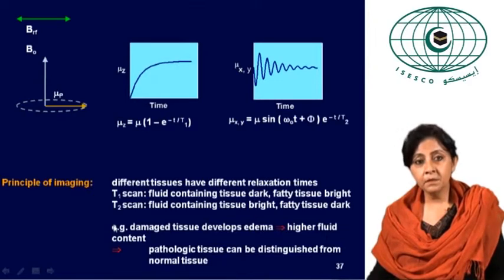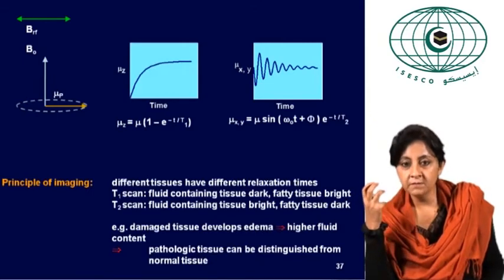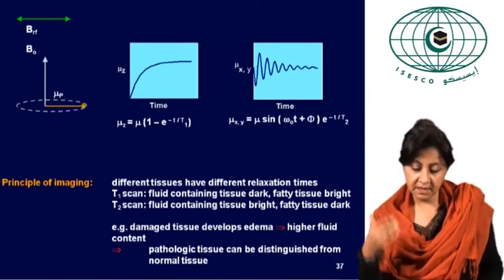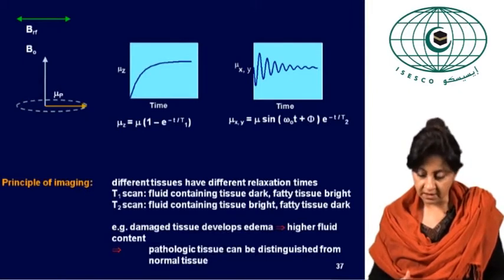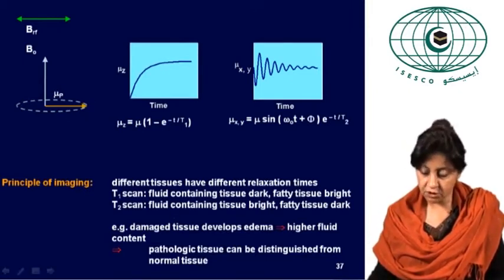So the point how you can make use of this is the fact that damaged tissue naturally develops edema. It becomes swollen. That means its fluid content becomes higher. So that using T1 and T2 scans, one can distinguish pathological tissue from normal tissue.